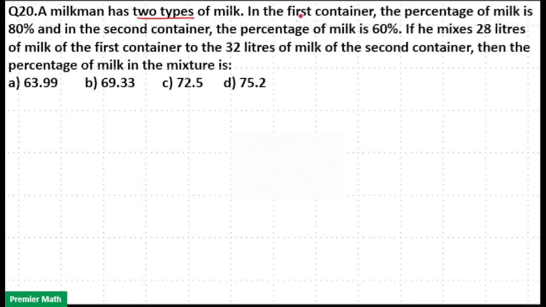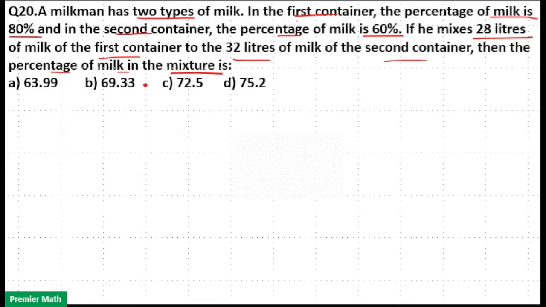In the first container, the percentage of milk is 80% and in the second container, the percentage of milk is 60%. If he mixes 28 liters of milk of the first container and 32 liters of milk of the second container, then the percentage of milk in the mixture is.